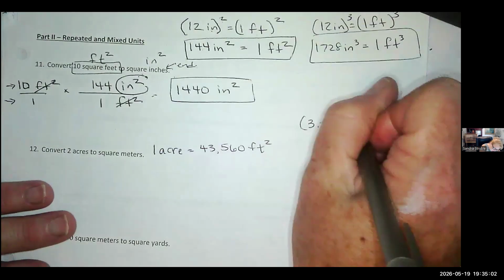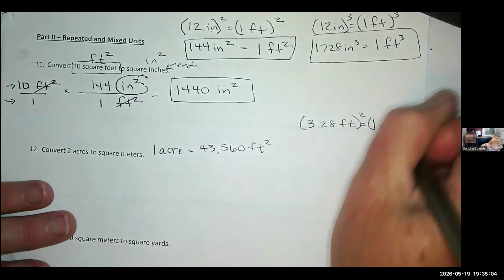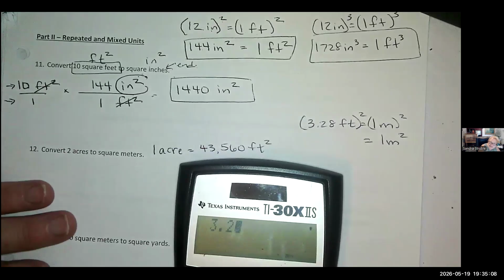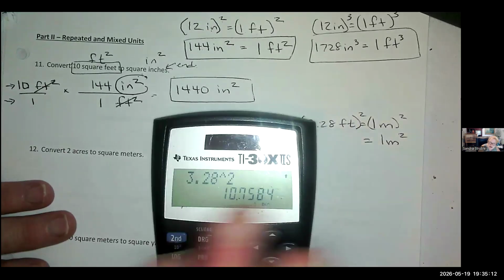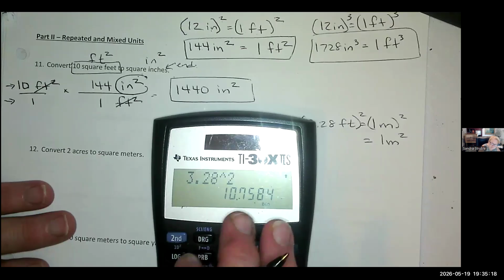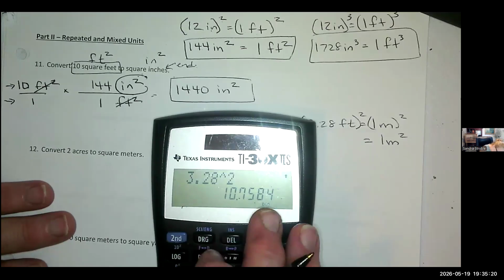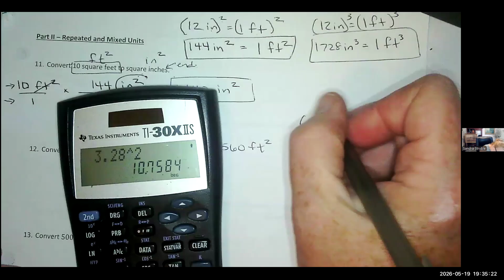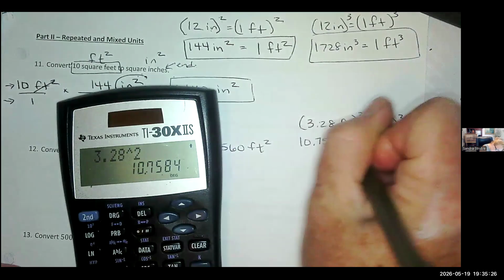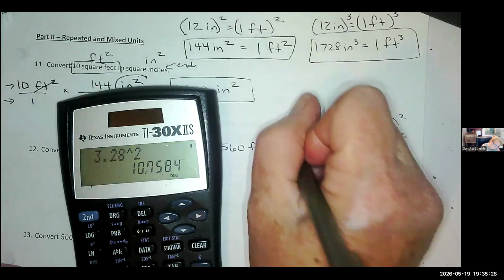So 1 meter squared is equal to, please understand this, you should never round anything until the very last answer. I know some of you are very tempted to go 10.8 or 10.76. Please don't do that. Please do not do that. It will be wrong. 10.7584, and this is feet squared. So there is the second conversion I'm going to use.